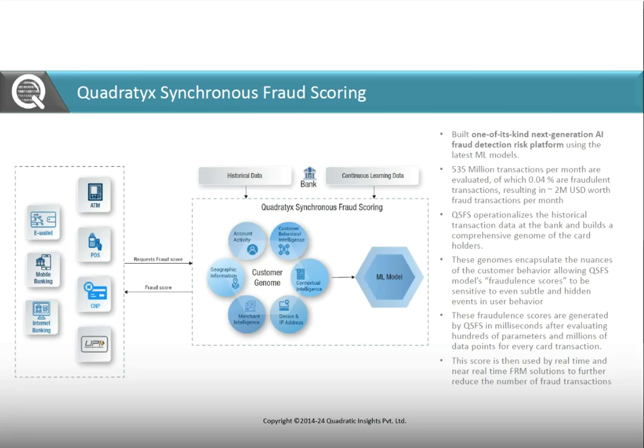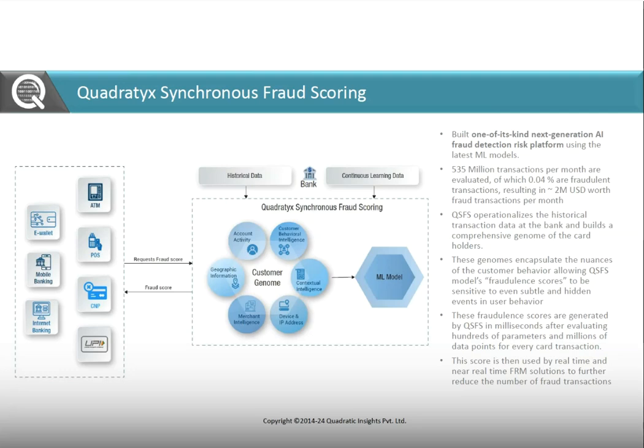The synchronous fraud scoring can be used for multiple channels of financial transactions. We are showing here money machine transactions, point of sale transactions, card-based transactions with card being present or not present. It can also be used for mobile banking, internet banking, and UPI transactions, United Payments Interface payments.